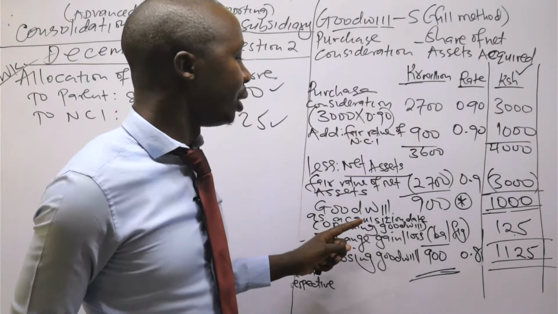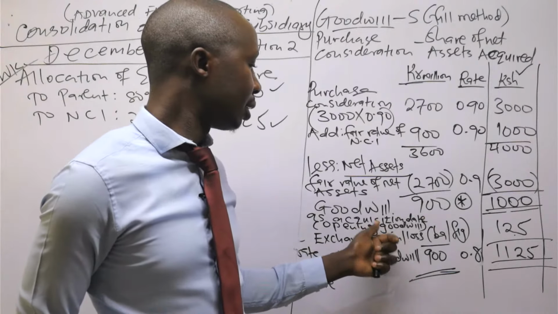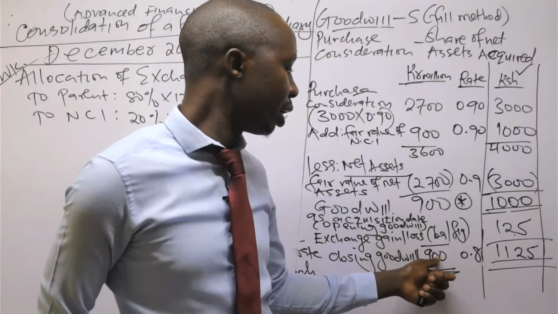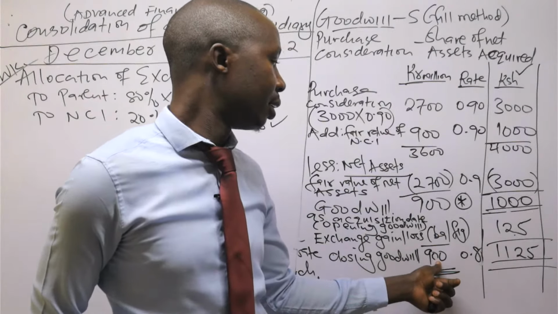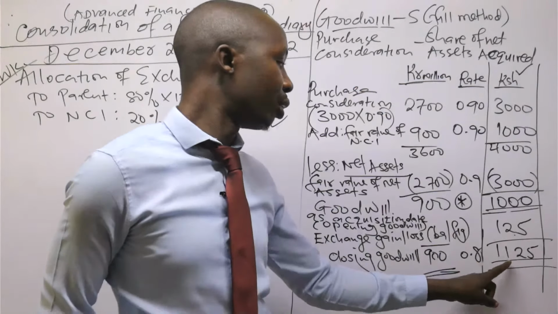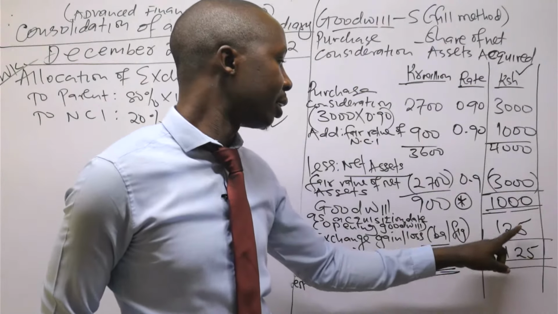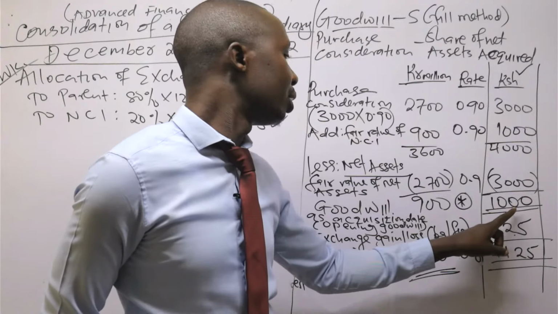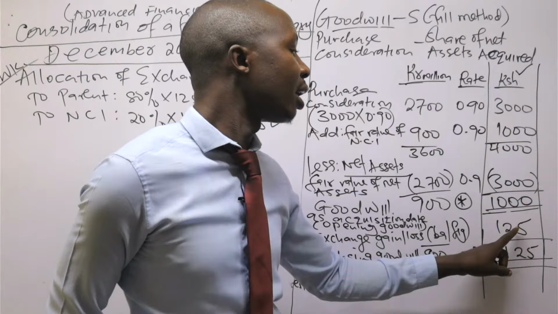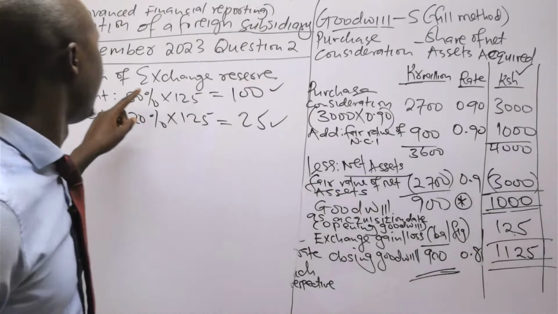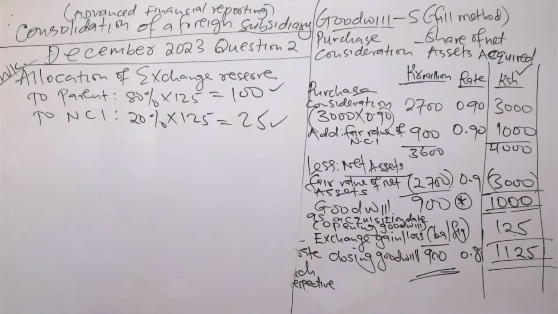Because the goodwill we determined is the opening goodwill as at the date of acquisition, we need to know the goodwill as at the balance sheet date. That is why we had to translate this 900 as at the balance sheet date using 0.8. We got 1125. But the goodwill as at the date of acquisition, which is the opening goodwill, is 1,000. So there is a gain of 125, the exchange gain. And this exchange gain must be shared between the parent and the NCI.